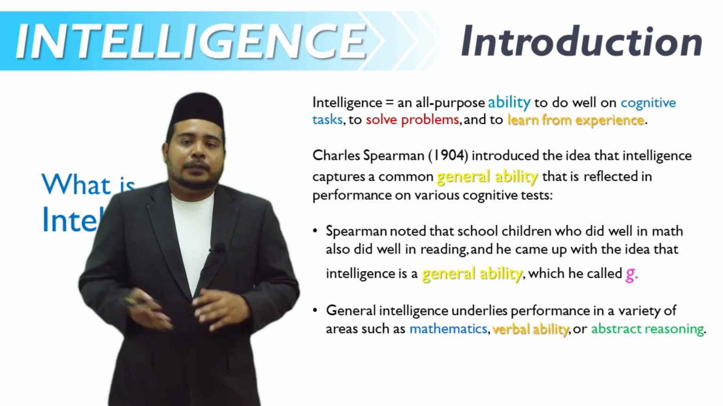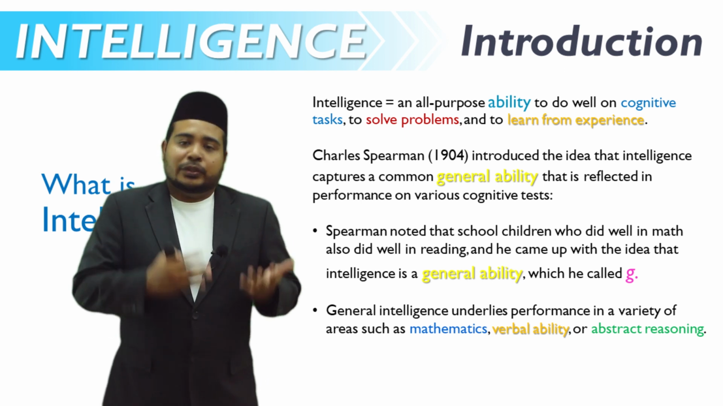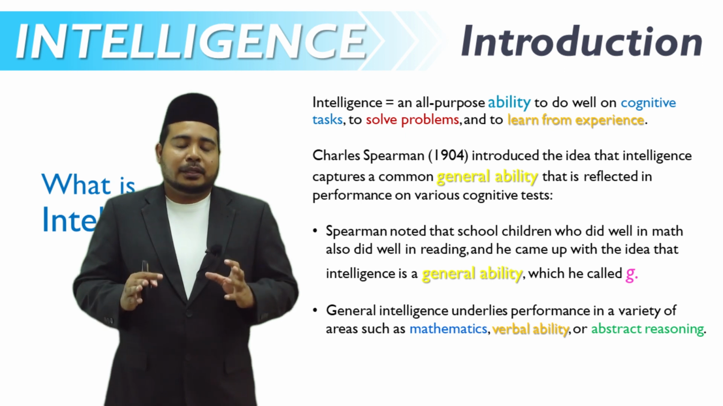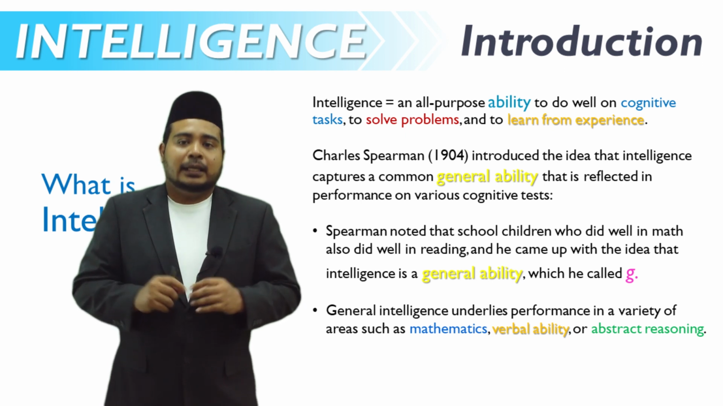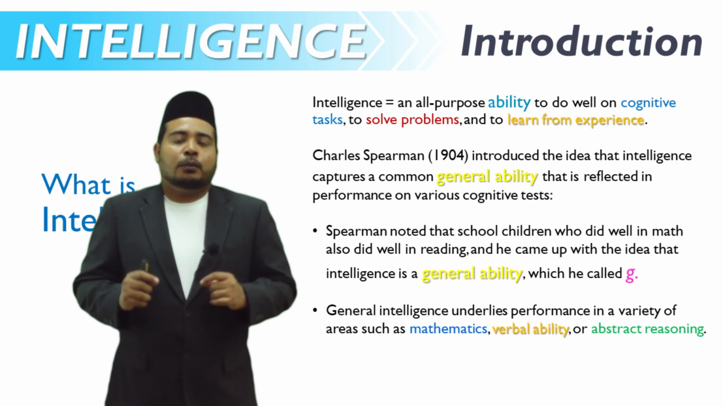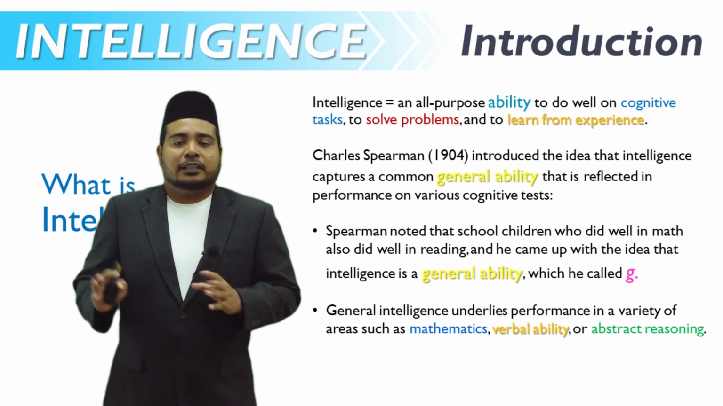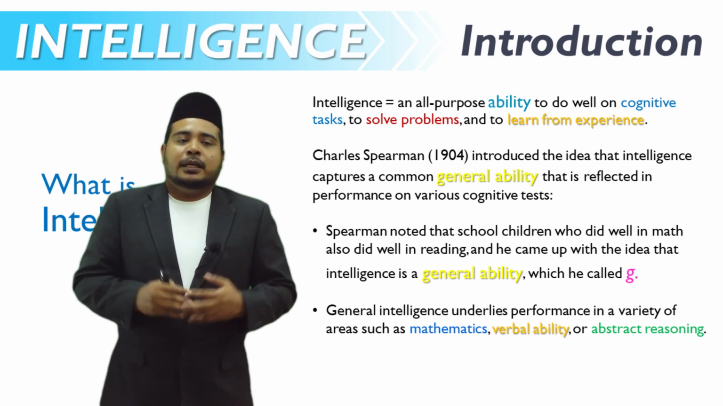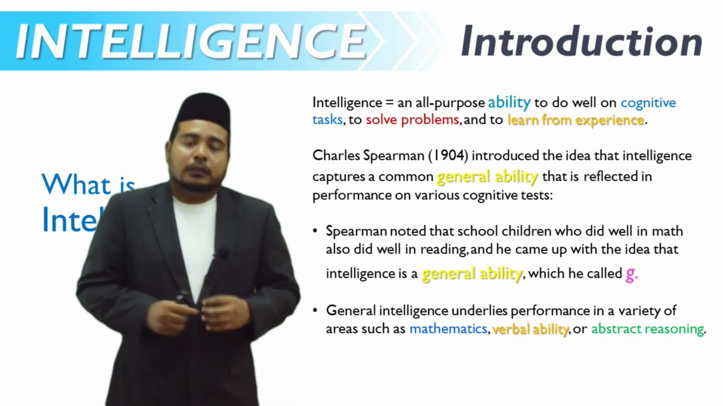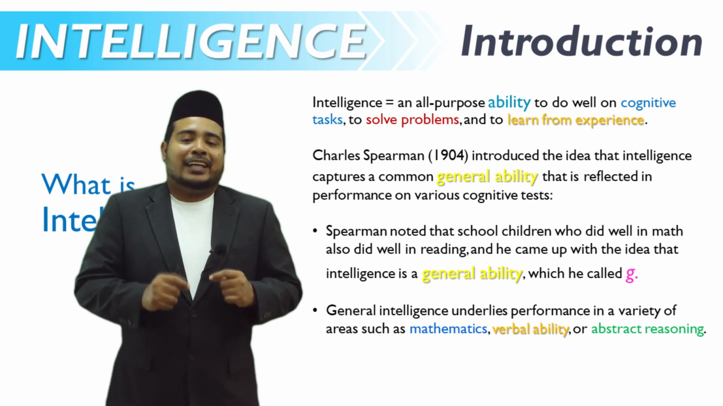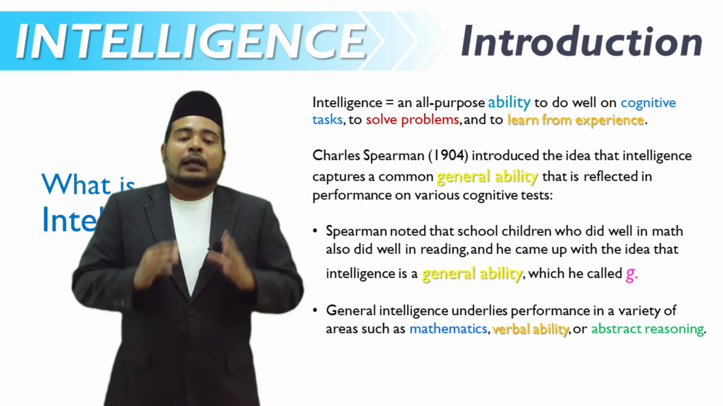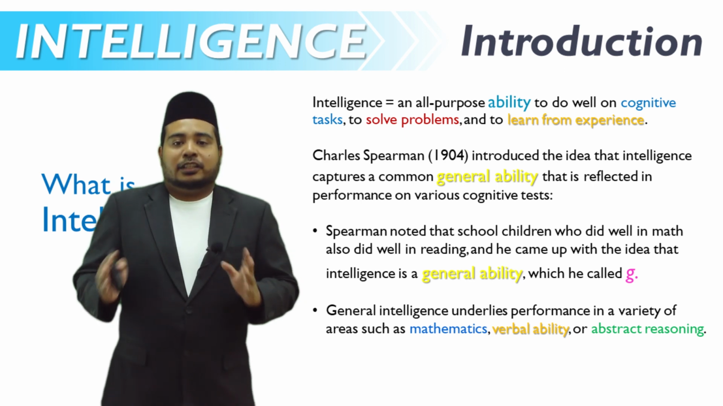Charles Spearman, in 1904, introduced the idea that intelligence captures a common general ability that is reflected in performance on various cognitive tests. Basically, according to Spearman, there is a group of people who can do well in most, if not all, cognitive tasks or cognitive problems.